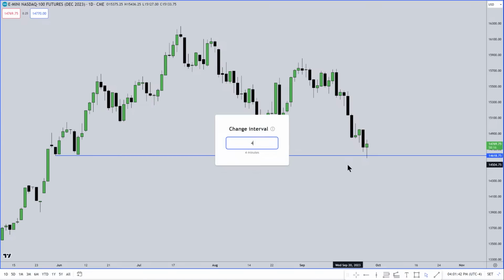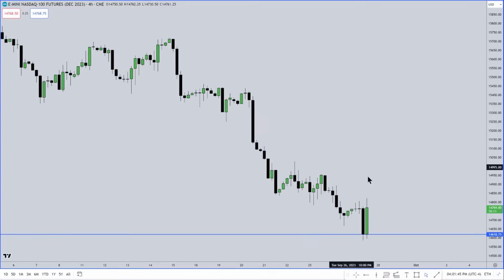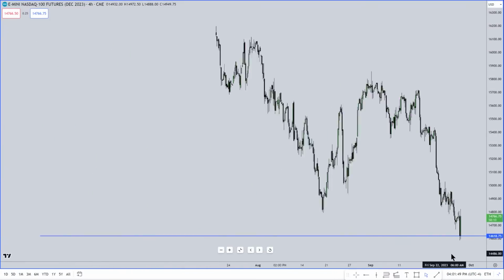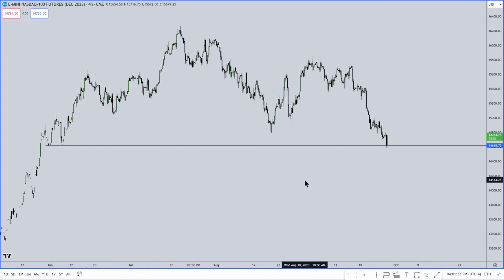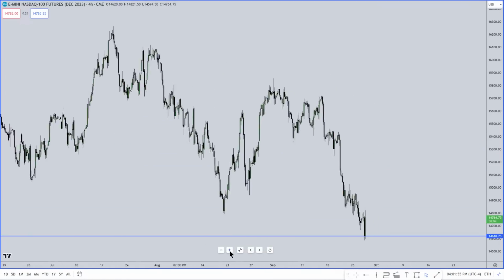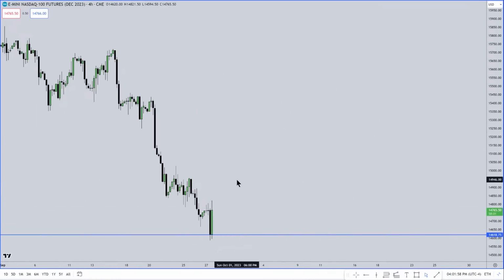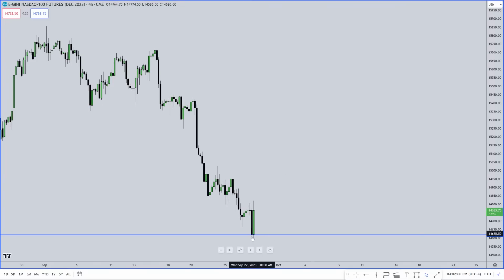4-hour chart. Look at that move right there. That's the relative equal lows on the daily chart over here. Now we're on a 4-hour chart. Look at the delivery of that. The bodies are just perfect. And then we ran up to here.